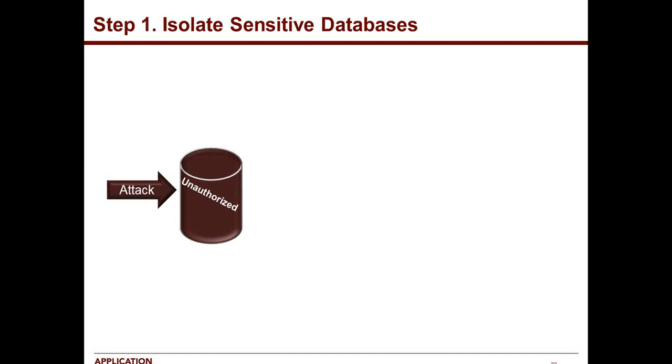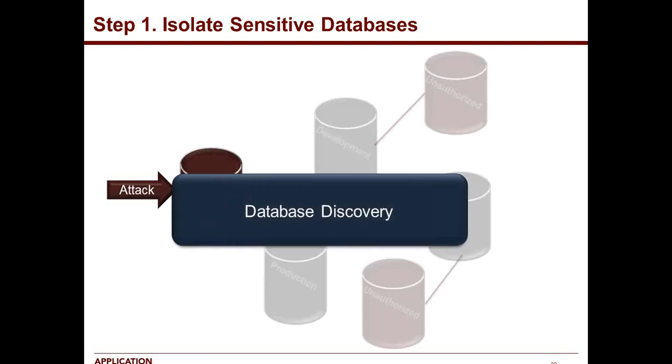First step is to isolate our sensitive databases. And the reason why we've got to do this is we've got to understand what databases are in our environment first. It's not unusual for us to find unknown or unauthorized databases in an environment. Those unknown and unauthorized databases don't fall under the umbrella of security in a typical case. So they become launching points or soft spots where somebody can go after an attack. So you've got to find those unauthorized databases.